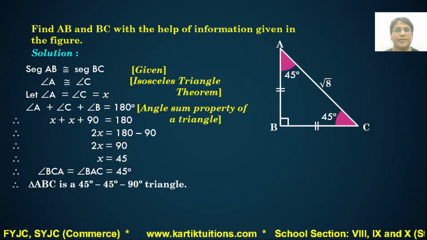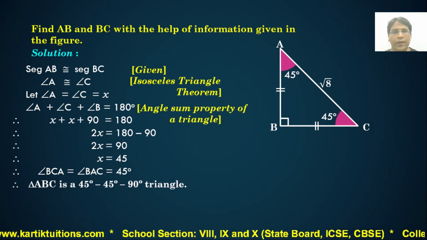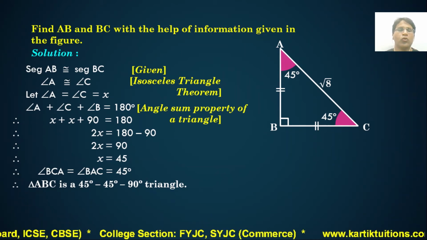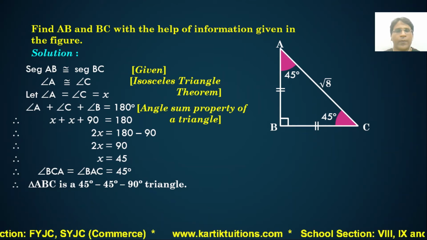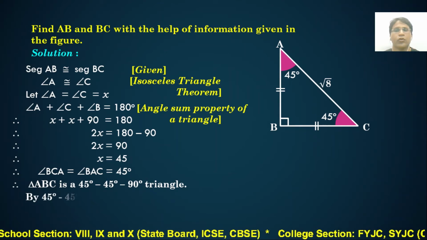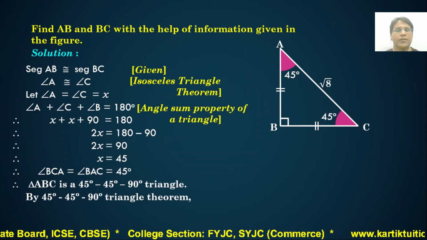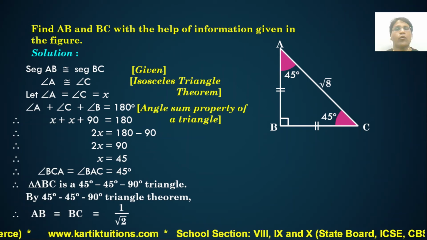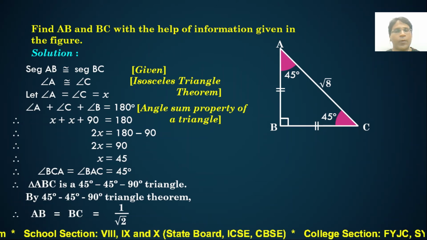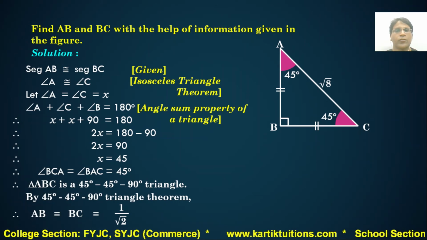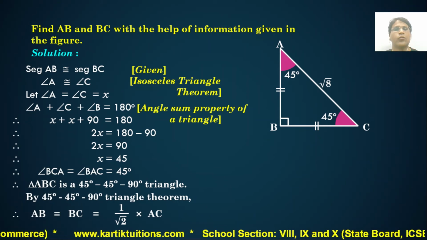So how? Since it is a 45-45-90 triangle, the length of the perpendicular side is what? It is 1 upon root 2 times the hypotenuse. Now here AB and BC are the perpendicular sides. So by the 45-45-90 triangle theorem, I can say AB is equal to BC is equal to 1 upon root 2 times the length of the hypotenuse. Now in this figure, AC is your hypotenuse. So it is 1 upon root 2 into AC.